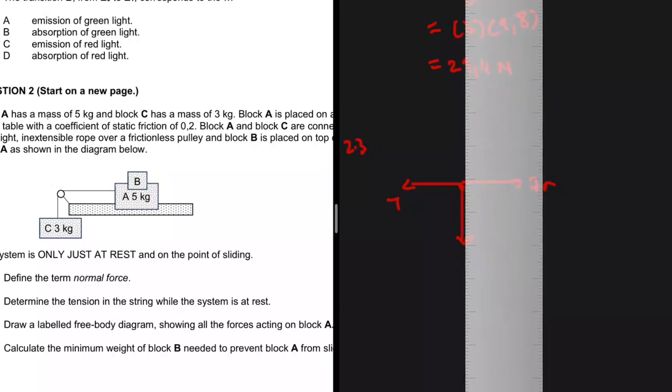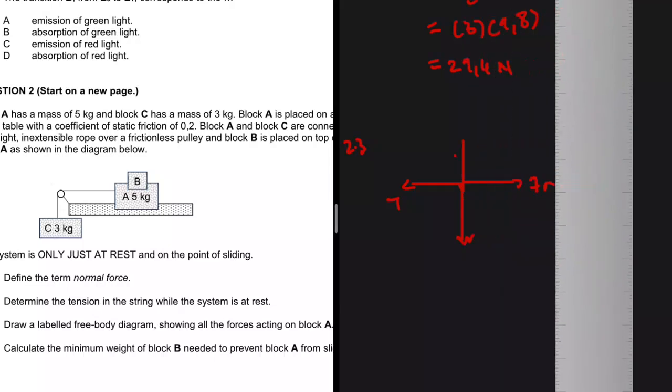A is resting on a surface. So obviously we're going to have the normal force. But on top of A, we have B. Obviously B exerts a force on A downwards. So we have weight and the force as a consequence of B.